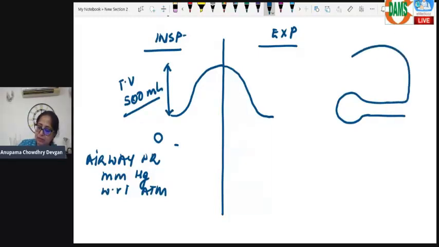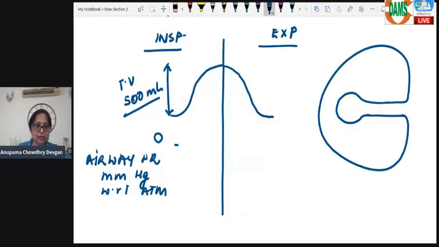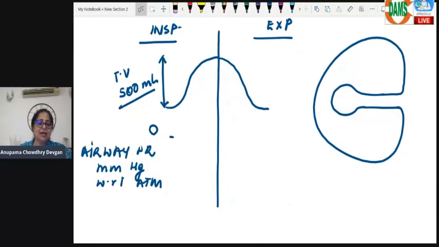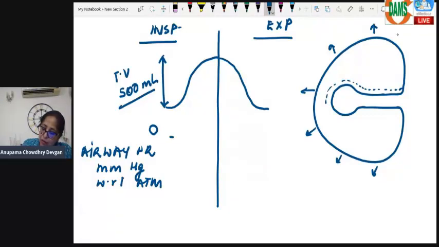What happens during inspiration? During inspiration, the pressure surrounding the lungs, that is the pleural pressure, becomes more negative. When it becomes more negative, it tends to cause an expansion of the lungs. Remember that bell jar experiment I told you. When the lungs expand, the airway and the alveoli increase in volume. If they increase in volume, the pressure reduces.